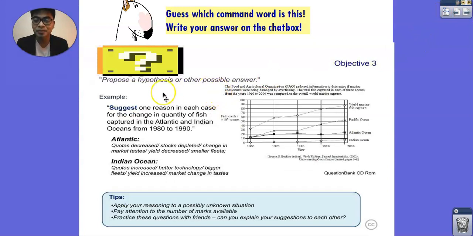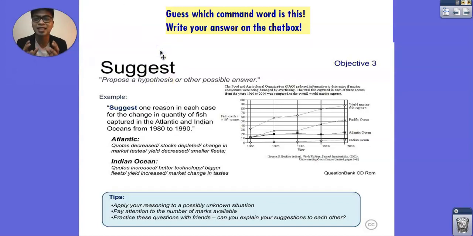Alright? And lastly, we still have one more. Propose a hypothesis. When you propose a hypothesis, what you're doing here is suggesting. So this is more of your own opinion. For example, when you look at the graph here, and this graph is very technical and was just taken randomly from the internet and from the book: suggest one reason in each case for the change in the quantity of fish captured in the Atlantic and Indian Ocean from 1980 to 1990. So this one is the suggestion.